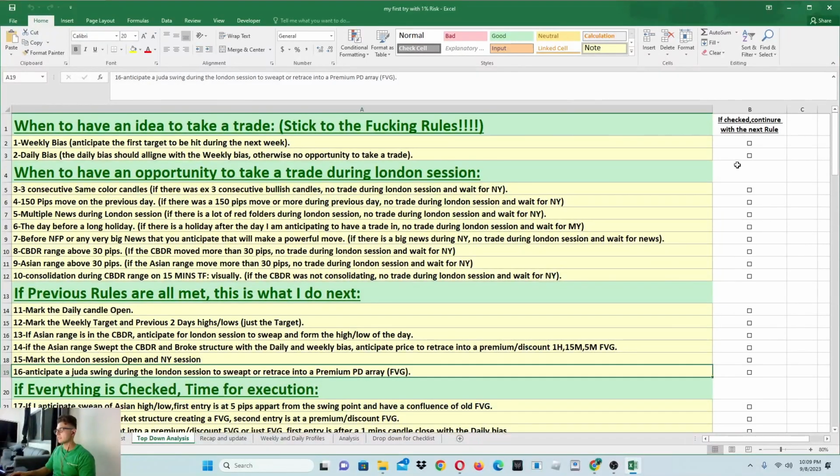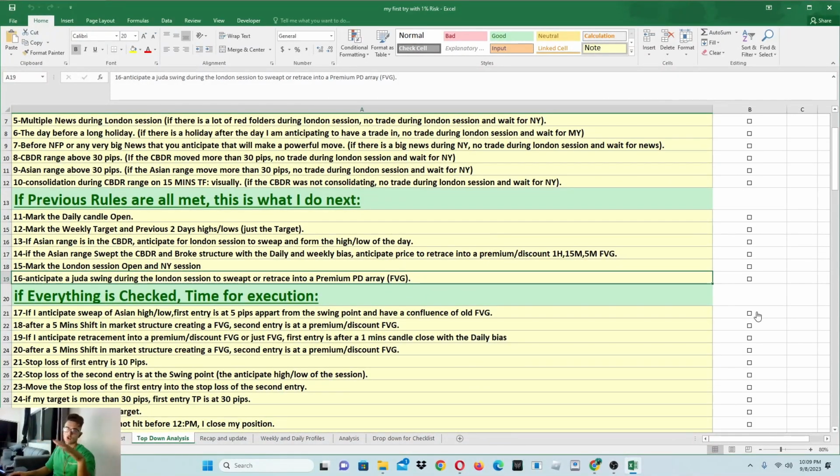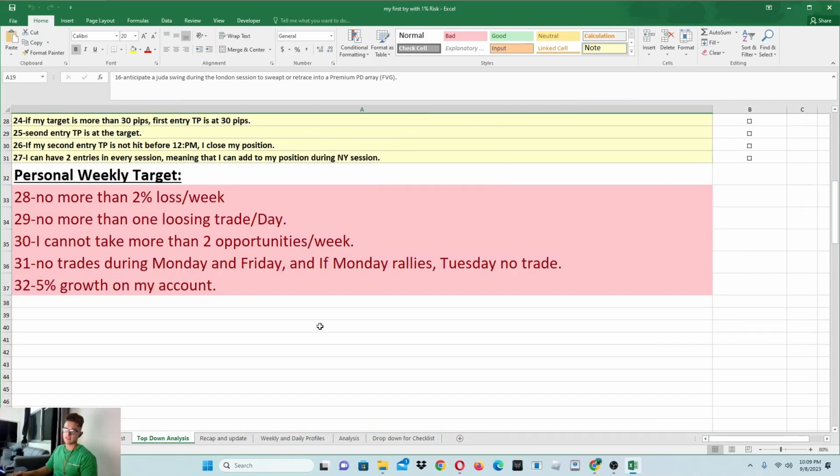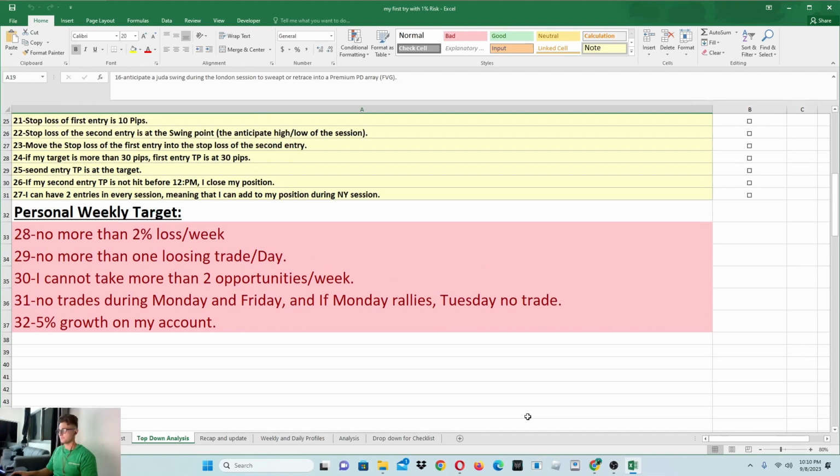If one of the things that are not checked, I need to stop and not take a trade. Okay, so this is my personal weekly targets: no more than 2% loss per week, one losing trade per day. I cannot take more than two opportunities per week. No trade during Monday and Friday. And if Monday made movement, Tuesday no trade because usually Tuesday will be a consolidation. And 5% growth on my account. This is my weekly target.